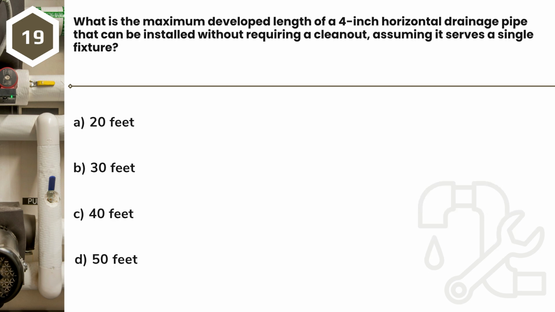Question 19. What is the maximum developed length of a 4-inch horizontal drainage pipe that can be installed without requiring a cleanout, assuming it serves a single fixture? A. 20 feet. B. 30 feet. C. 40 feet. D. 50 feet.